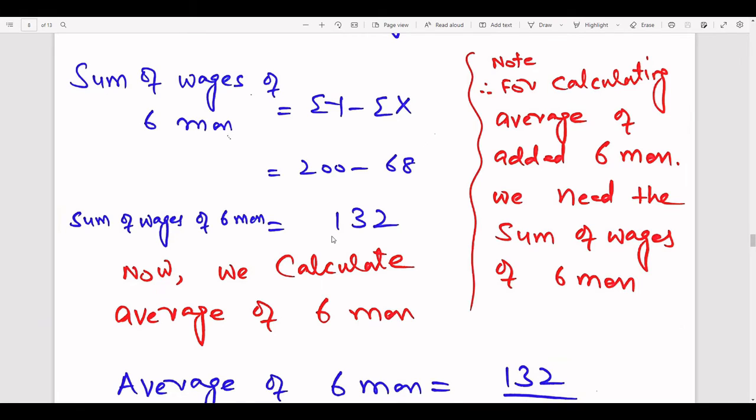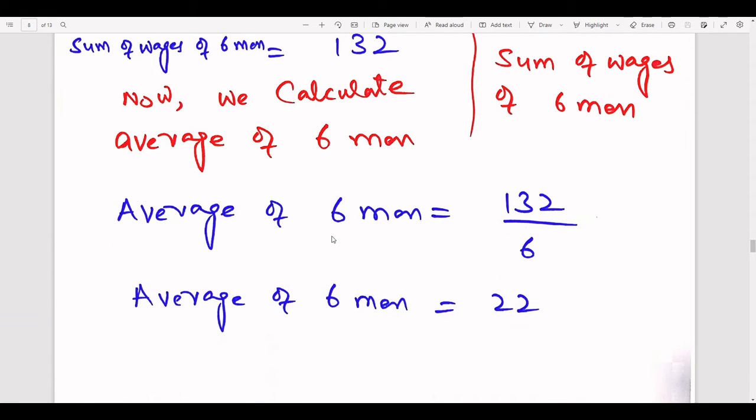Now we calculate the average of 6 men. Average of 6 men is equal to 132 divided by 6. So the average wage of 6 men is 22.